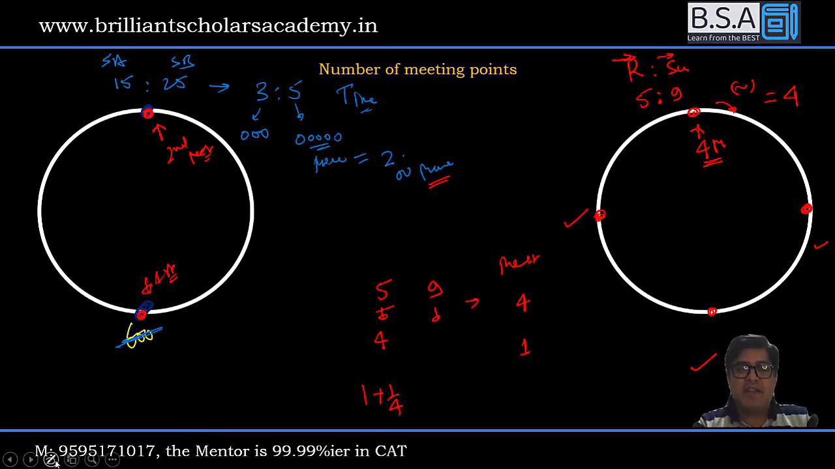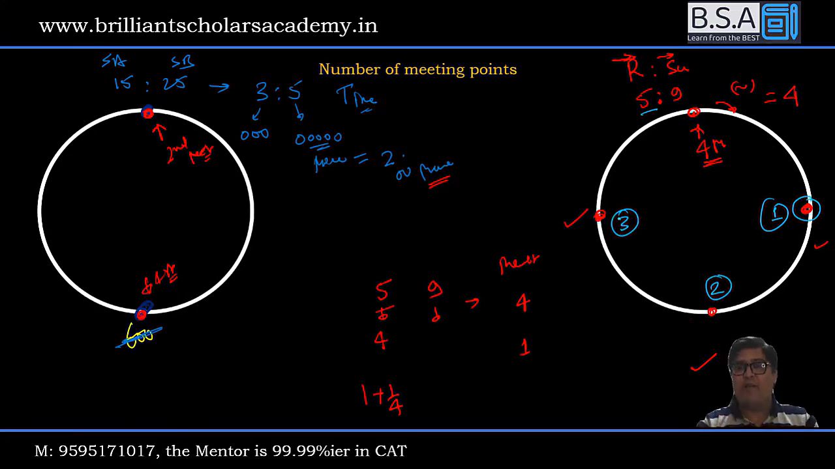So where will they meet for the first time? They will meet here for the first time. The slower one will complete 1 circle and then again 1/4. In the same direction, the meeting points are consecutive.